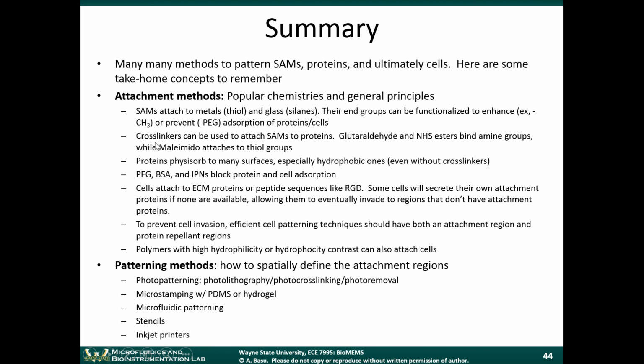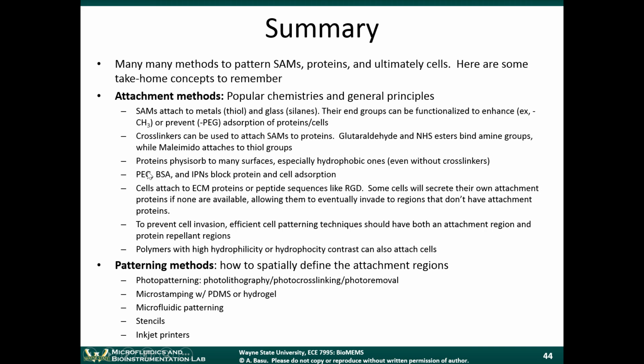Self-assembled monolayers can be used with crosslinkers. The crosslinkers are middlemen, so to speak, which attach the self-assembled monolayers to proteins. We talked about glutaraldehyde, NHS esters that bind amine groups. Remember, proteins have a lot of amine groups on them. Okay, so these two chemicals are good at binding the amines. The maleimide attaches to thiol groups.